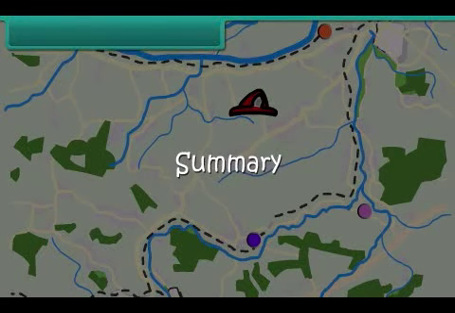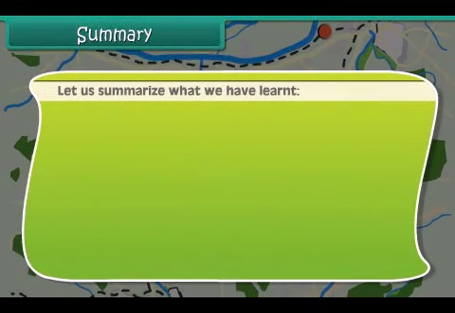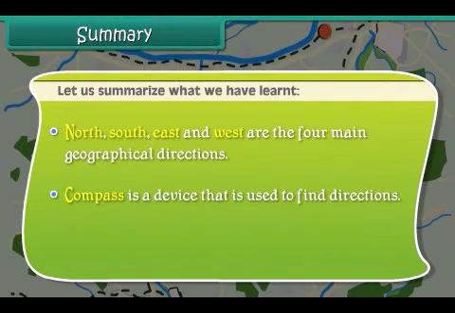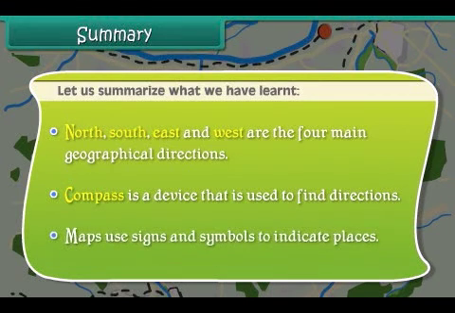Summary. Let us summarize what we have learned. North, south, east and west are the four main geographical directions. Compass is a device that is used to find directions. Maps use signs and symbols to indicate places.